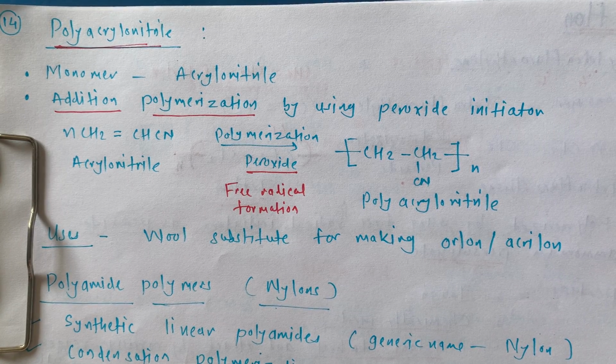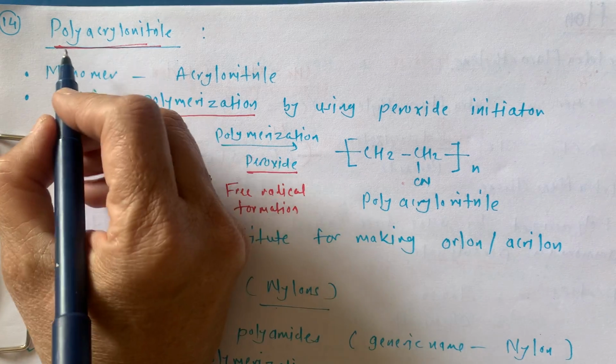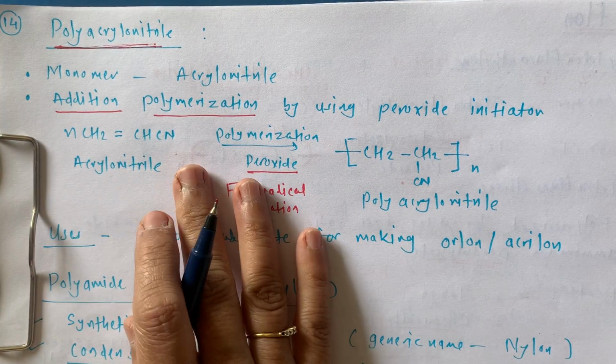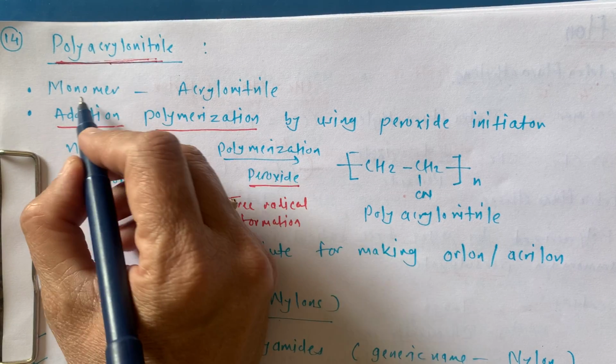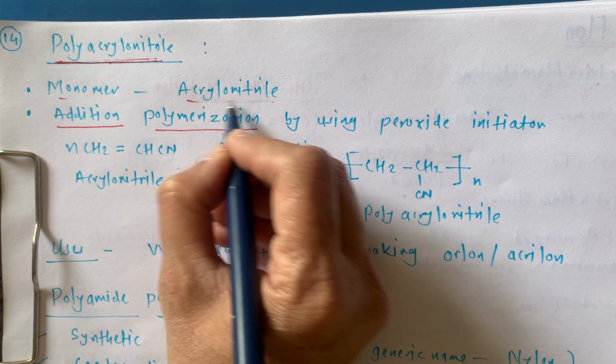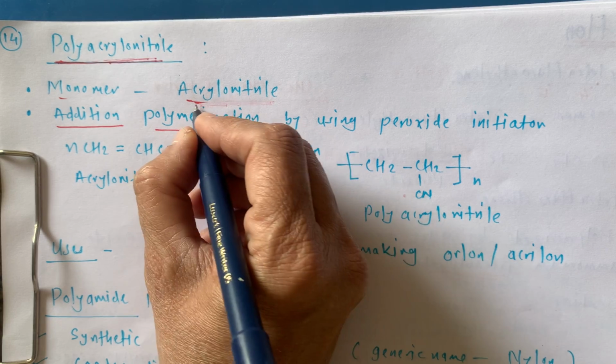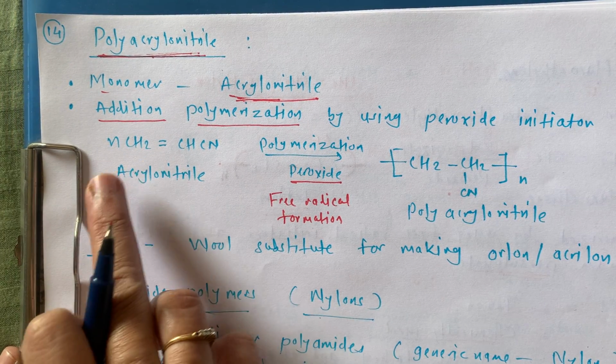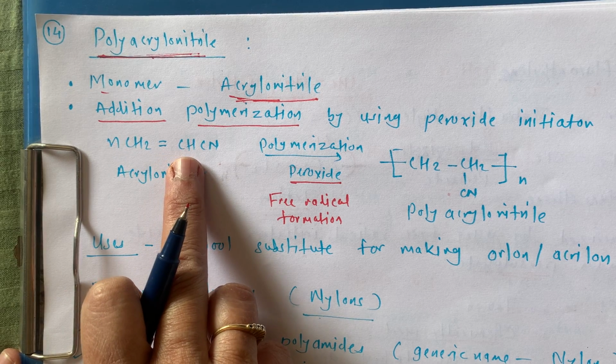Hello students. Our next important polymer is polyacrylonitrile. For this polymer, the monomer is acrylonitrile. Now what is this acrylonitrile? This is nothing but CH2=CH-CN.